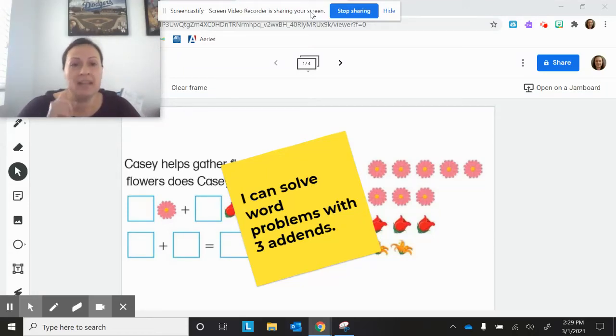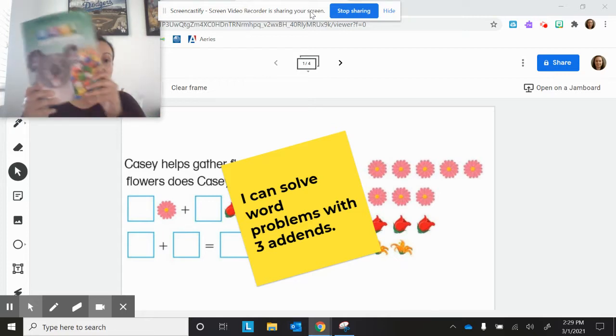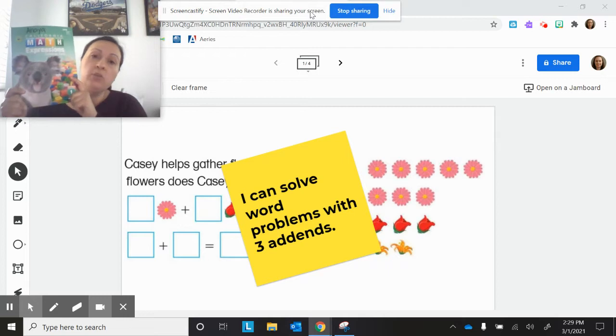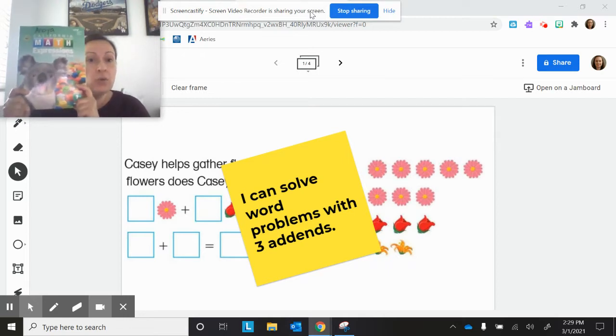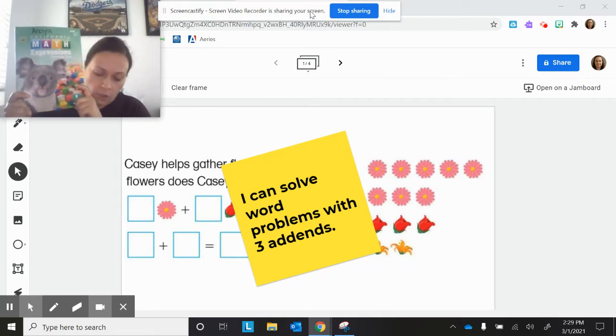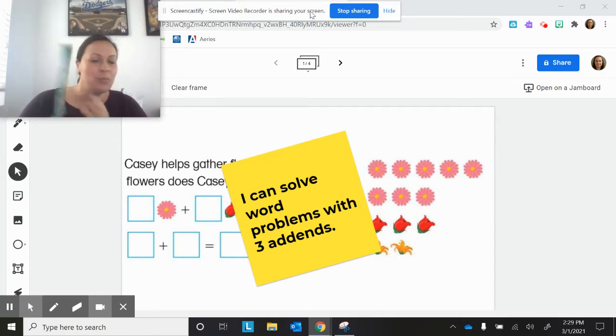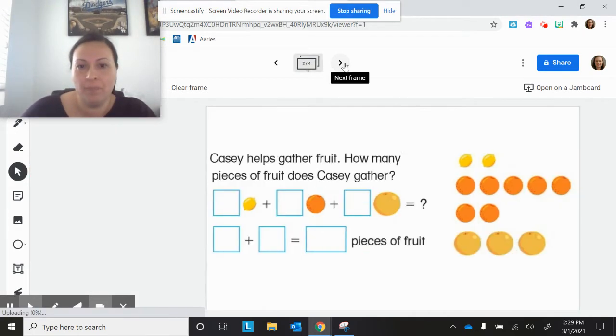Anaya. Repeat after me. Say, I can solve word problems with 3 addends. Great job. Now, here's what I need you to go do. I need you to go grab your math book, and I need you to open up to page 167. So grab your math book, grab a pencil, open up to 167, and let's do some word problems together. All right, let's get started here.